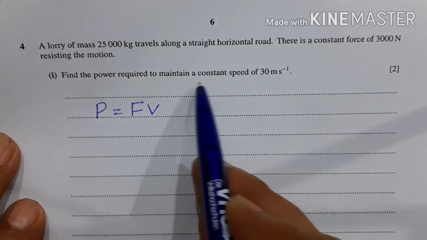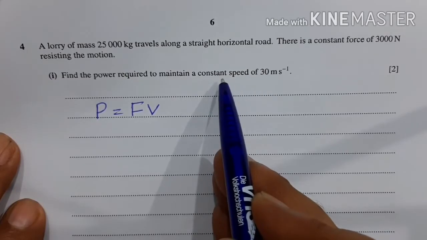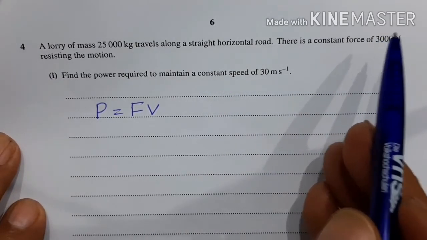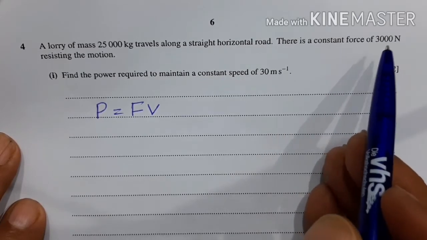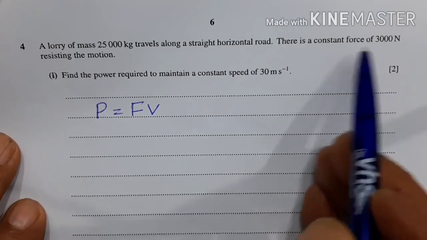Since the lorry is moving with constant speed, it means there is no resultant force on the lorry. Means the forward force and the backward resistance force are the same.